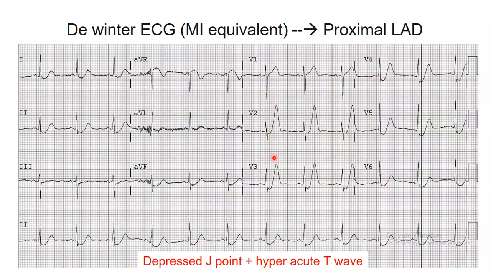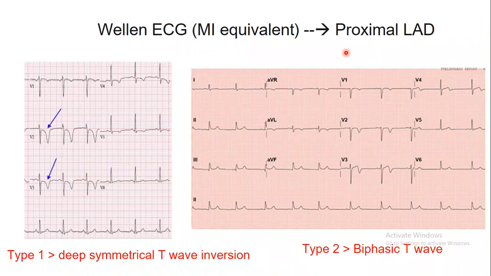The presence of the Brugada point and hyperacute T wave on the precordial chest leads denotes proximal left anterior descending artery ischemia, and this mandates a rapid invasive pathway of management, as seen here. The second important equivalent of myocardial infarction on ECG is called the Wellens syndrome ECG. It denotes a significant proximal LAD lesion with spontaneous revascularization.